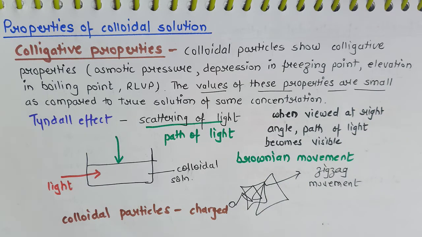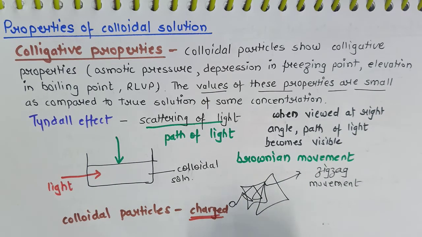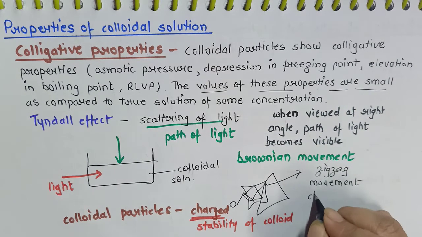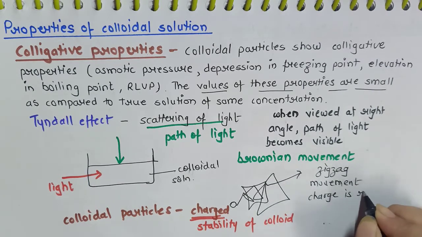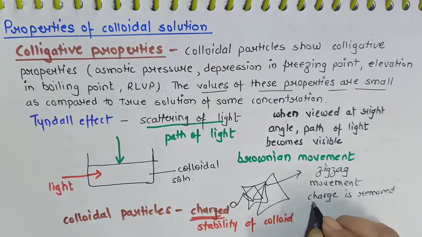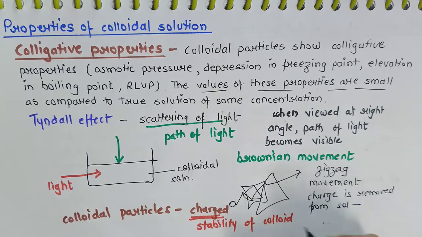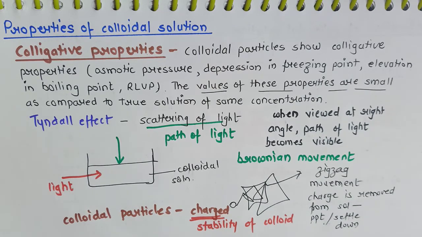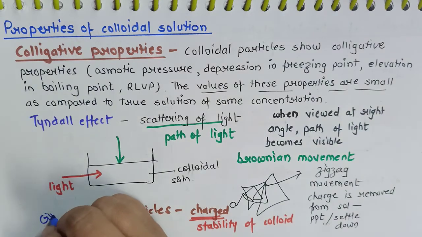Remember my dear students, the charge is the reason for the stability of colloids. If the charge is removed, then what will happen? They will settle down and will convert into a suspension, or I will say precipitate. If the charge is removed from the sol, then it will form a precipitate, or they will settle down. This concept is an important one, and so many times it is asked as a give reason question.